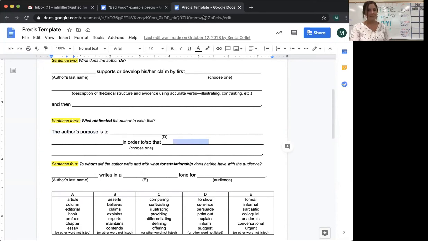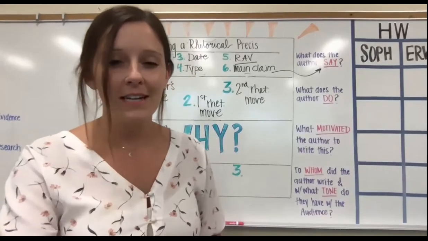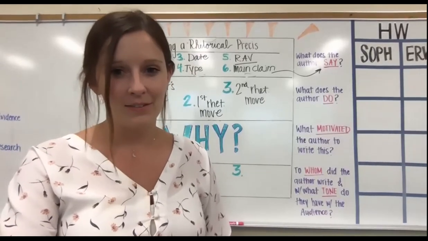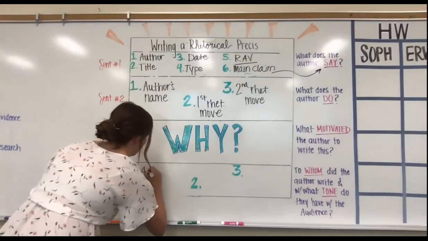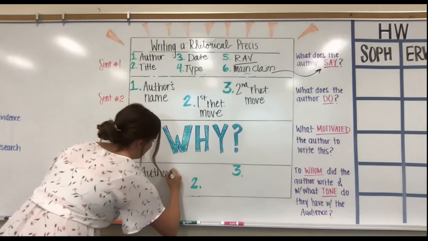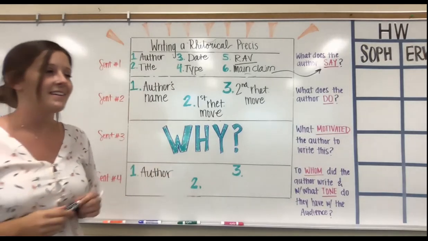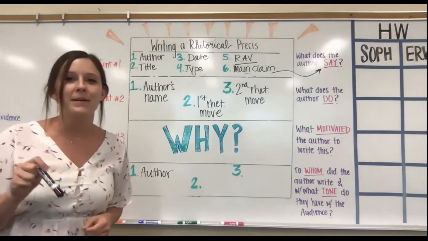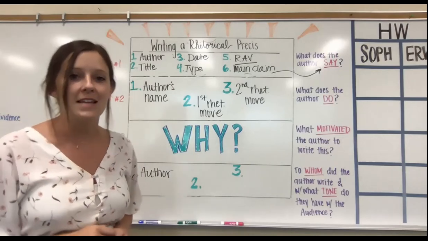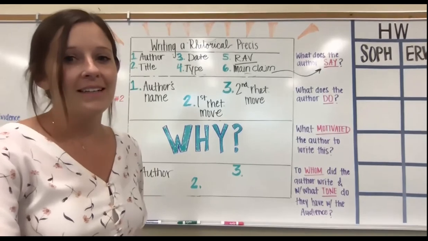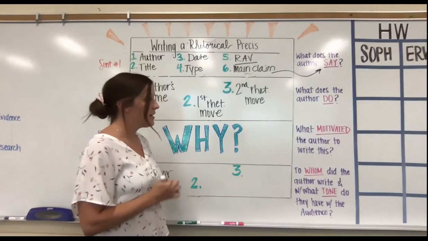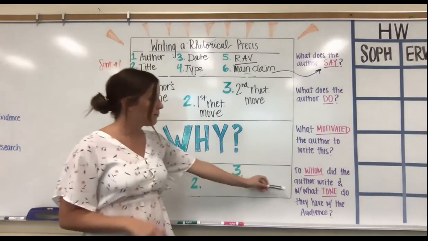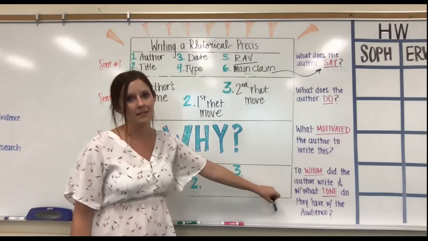Okay, sentence 4 of 4. So you are going to need 3 things. You are going to need the author. Like I said, it feels repetitive and it might be repetitive, but you need it. Put the author's name again. You have to. The second thing, I should have read this sentence to you first. I'm so sorry. To whom did the author write and with what tone did they have with their audience?